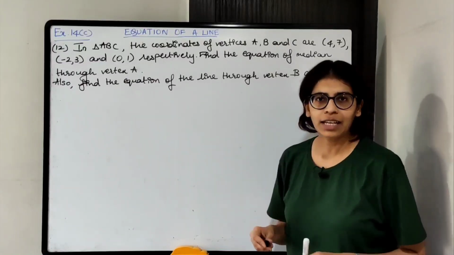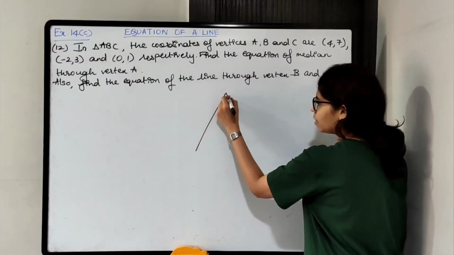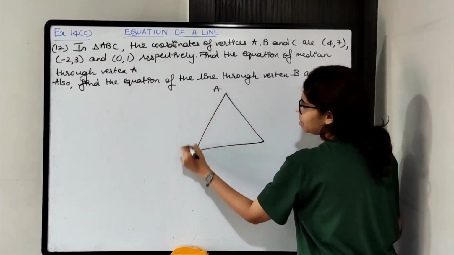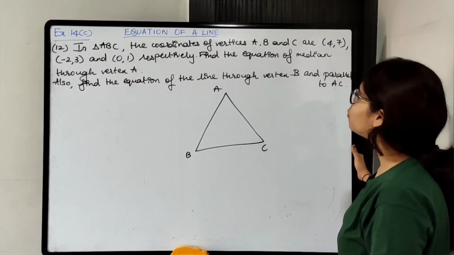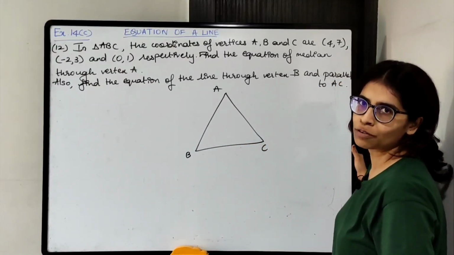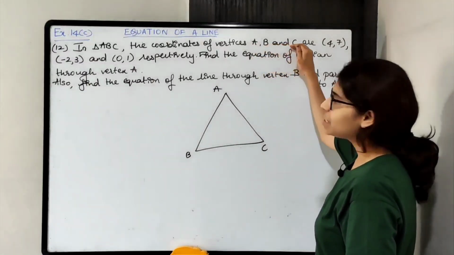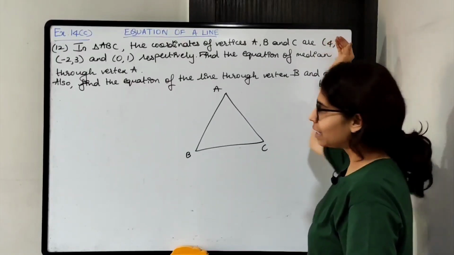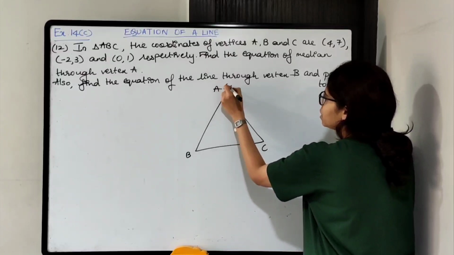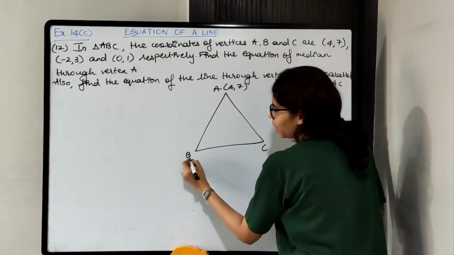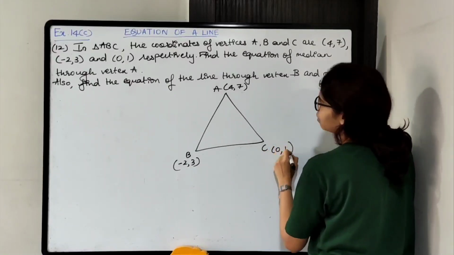There is a triangle ABC. So first let us draw the triangle. There is a triangle ABC. The coordinates of vertices A, B and C are 4, 7, minus 2, 3 and 0, 1. Coordinates are also given. So A, B and C. So A's coordinates first, then B and then C. Go in the correct order. Okay. So it is 4, 7, minus 2, 3 and 0, 1.